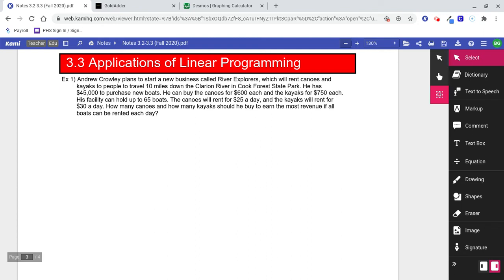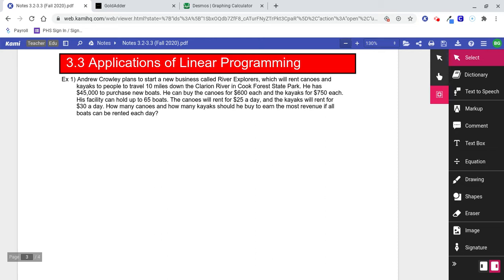3.3, applications of linear programming. Basically, that means story problems. The hardest thing for my students is just setting up the problem. So let's read through this thing real quick. You're probably going to have to read it more than once.